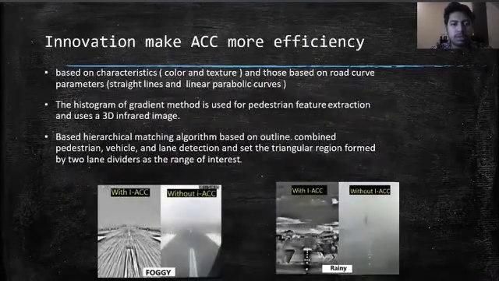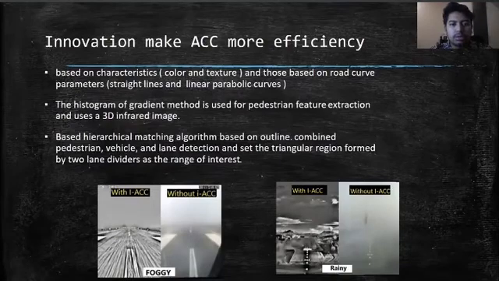Then based on characteristics, colors and texture, and based on road curvature parameters, straight lines or linear parabolic curves, the histogram of gradient method is used for pedestrian feature extraction and uses 3D infrared images. Then based on a hierarchical matching algorithm on outline, it combines pedestrian, vehicle and lane detection and sets the triangular region formed by two lane dividers. As you can see in the diagram below, in foggy conditions, with ICC you can see the line of the road. Without ICC you can't see anything.